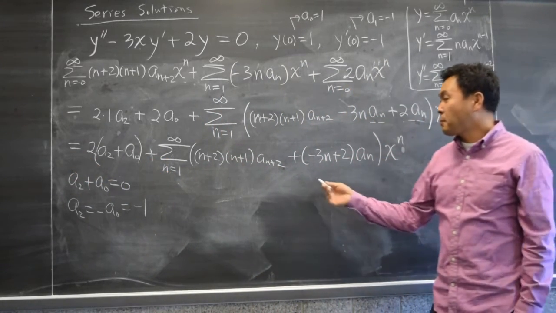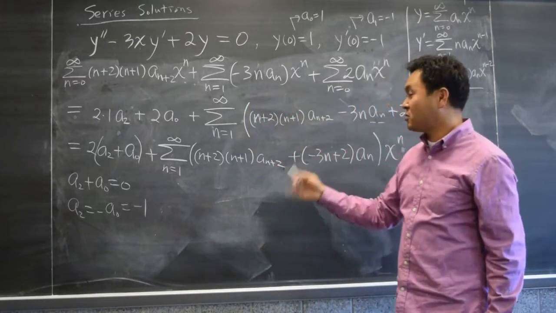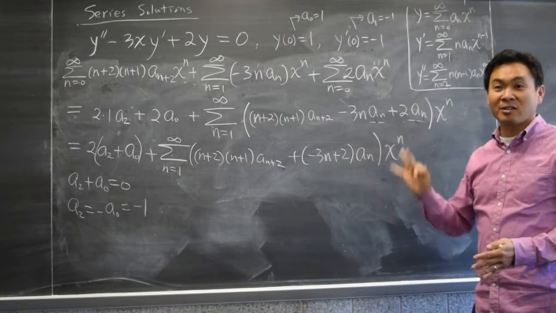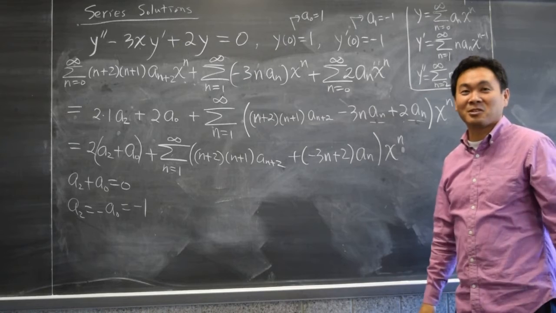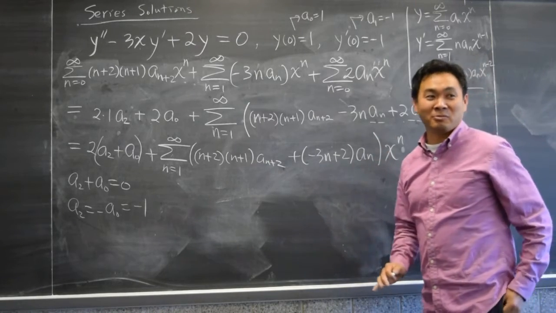Okay. Now, so we got a2 as negative 1, we got a0 as 1, and a1 as negative 1. So we already got 3 out of infinitely many. I guess that's still 0%. But it's good. We know three of them. Okay.